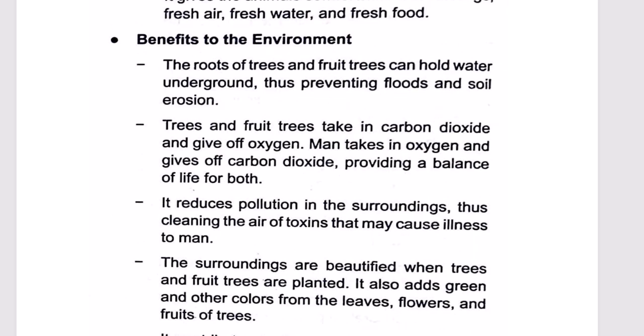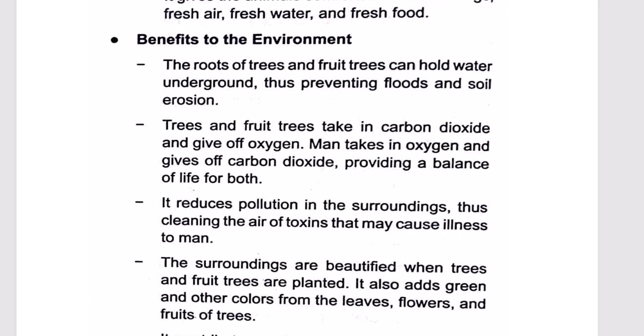Benefits to the environment. The roots of trees and fruit trees can hold water underground, thus preventing floods and soil erosion. You see there are roots in those trees and fruit trees. That's why right now there are a lot of floods, because they're cutting trees. These trees and fruit trees are very important because once there's heavy rain, the roots absorb more water, so it helps avoid flooding.